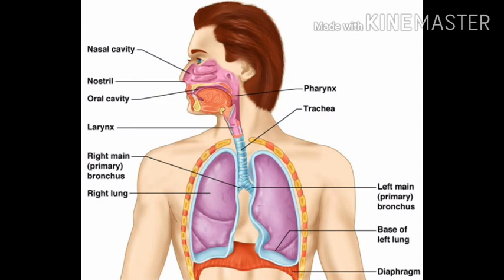So up to here you have to know about the location and structure of the lungs and the organs involved in respiration. That is all about this. Now in the next class we will discuss the mechanism of breathing as well as the transport of gases. Okay.